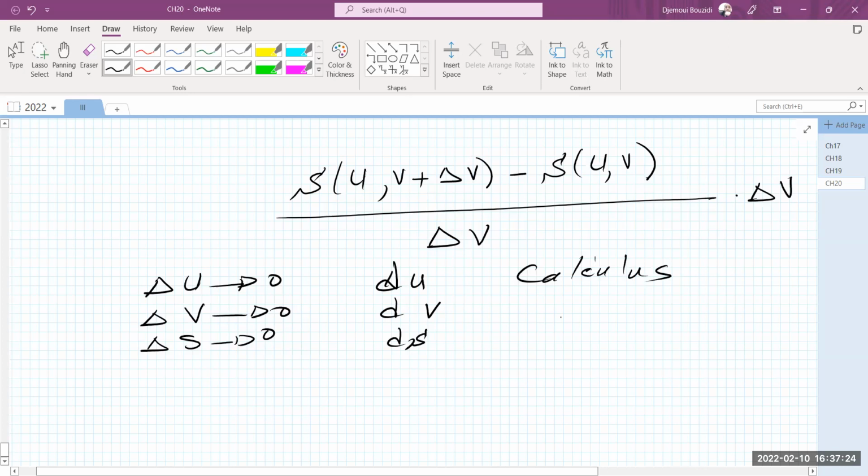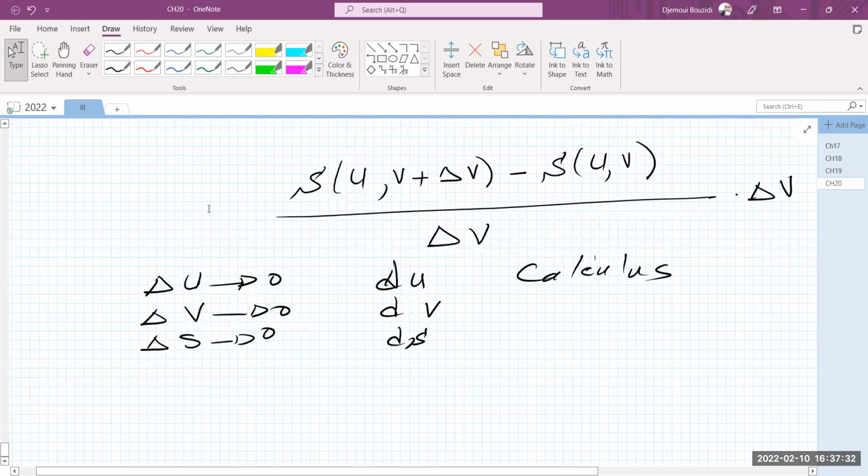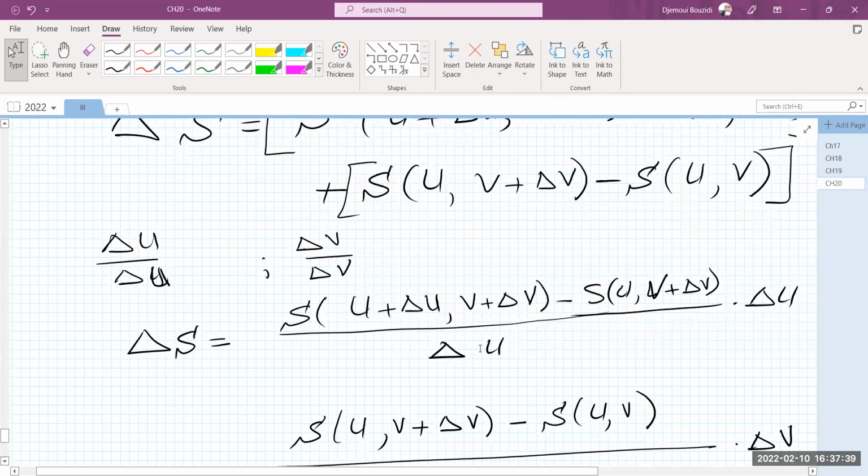Calculus, okay? At this point we are in the realm of calculus when we do this last operation. That's why I started with the deltas. So the first term is going to be ds in here. Look at this term. By definition, this is the derivative of the function s with respect to u when delta u goes to 0. So the limit of this expression when delta u goes to 0 is the derivative of s with respect to u, and the other variable is retained constant.